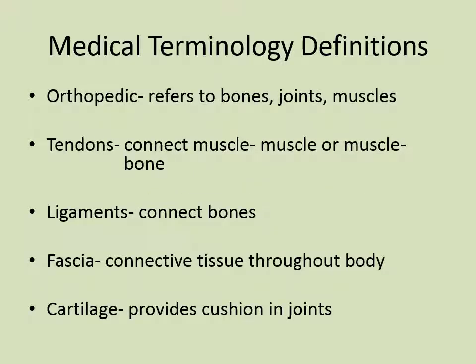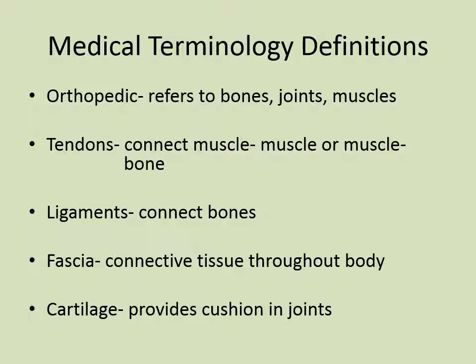Some very important medical terminology definitions are orthopedic. So orthopedic refers to bones, joints, or muscles. So if we're talking about an orthopedic surgeon, that's a surgeon who specializes in surgery to the bones, joints, or muscles. A tendon is tissue that connects muscle to muscle or muscle to bone. A ligament is a type of tissue that connects bones to each other.